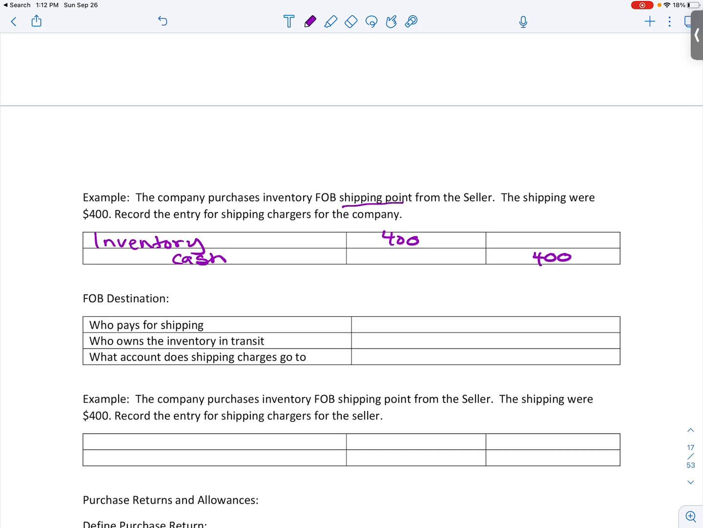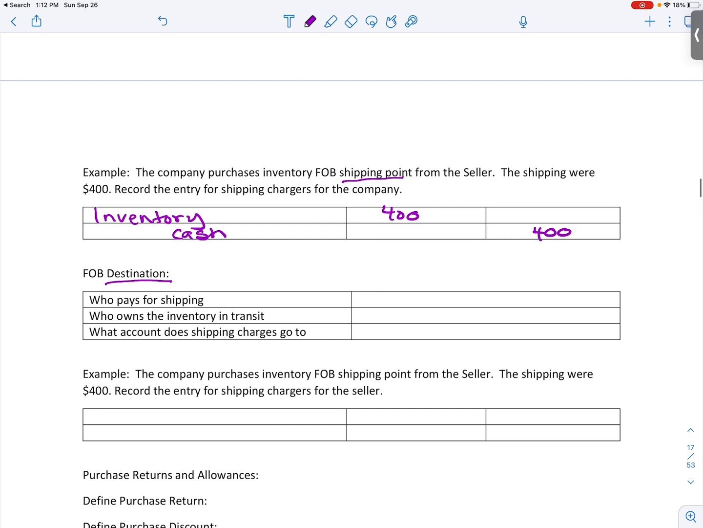Now let's look at the other piece of it. If it's FOB destination, that means that the seller is going to pay for the shipping charges. The seller is responsible and owns those items while they're in transit. And then these charges are going to go to an account called freight out. This is an expense account.